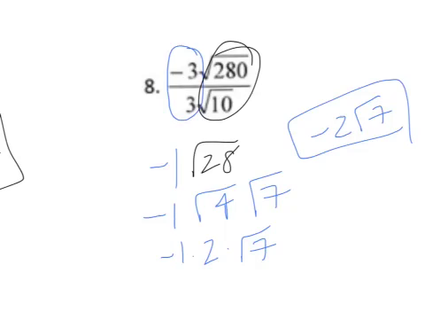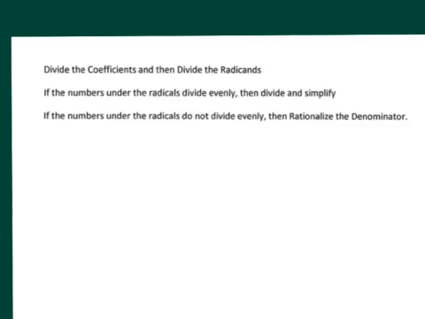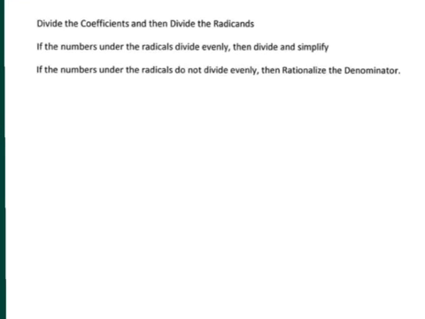The next slide is going to be some notes that I would like you to copy. So let's take a look at that. In the second slide, basically I have the notes that I want you to copy. So you're going to divide the coefficients and then divide the radicands. If the numbers under the radicals divide evenly, then certainly divide and simplify. And if the numbers under the radicals do not divide evenly, then rationalize the denominator. Please make sure you have those 8 questions copied, as well as these 3 lines of notes, and I'll see you tomorrow. Thanks.